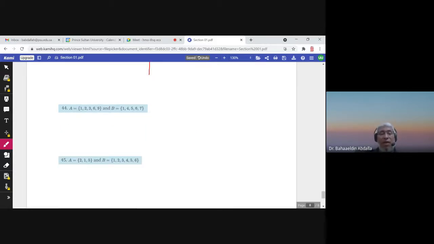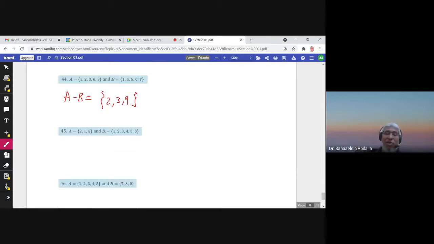Let me find A minus B here for this question. Again, 1 is here, so you remove it. 2 is here but not here, you write it. 3 is here and not here, you take it. 6 is here and here, you remove it. 9 is here but not here, you take it. So A minus B, if you remove these elements from here, you will find 2, 3, and 9. So this is A minus B.